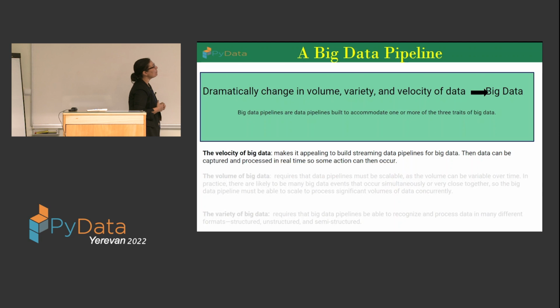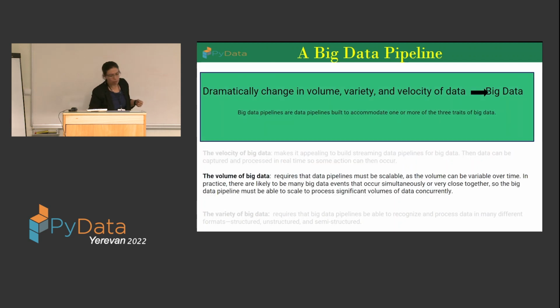A big data pipeline is a pipeline that can handle big data. We all know what big data is. We call data big data when there is a dramatic change in volume, variety, and velocity of data. So today we don't want to talk about just a pipeline. We want to talk about the big data pipeline because of the velocity of the data. Because of the velocity of big data, it's very appealing for streaming.